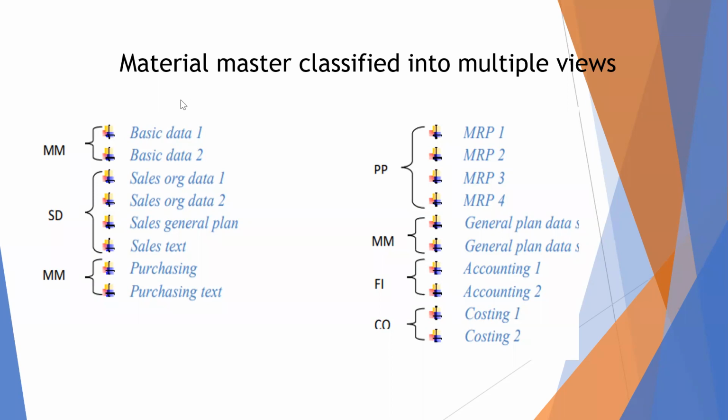The basic data one and basic data two are completely taken care of by MM, and we have four views related to sales: sales data one, sales data two, sales general plant, and the sales text. This comes under the SD module. And you have purchasing and purchasing text. This comes under the MM module. Again, you will have general plant data and general plant storage data. This is also an MM module. As far as accounting and costing are concerned, this is all related to FICO.